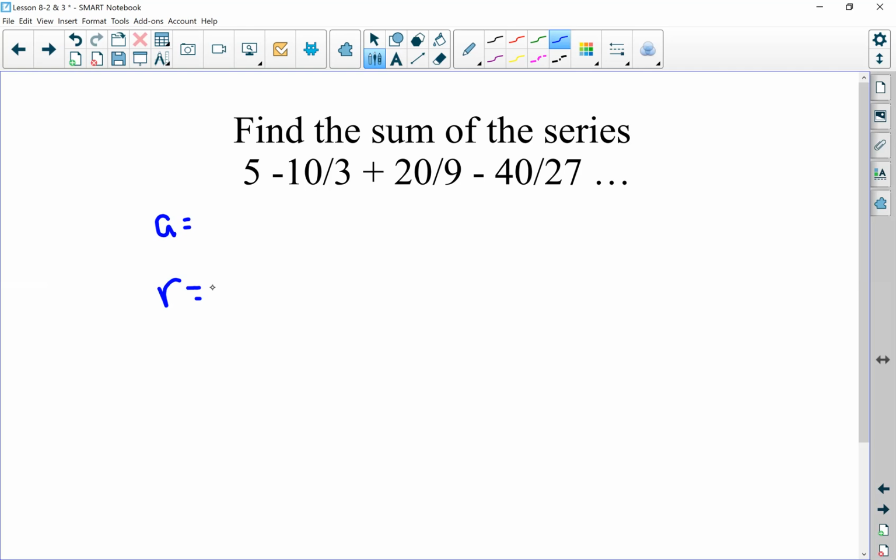In order to find the sum, we need to know what A is. What is A? Five. It's just the first term. That's A, 5. And then we need to know what R is. What do we multiply by to get the next term?